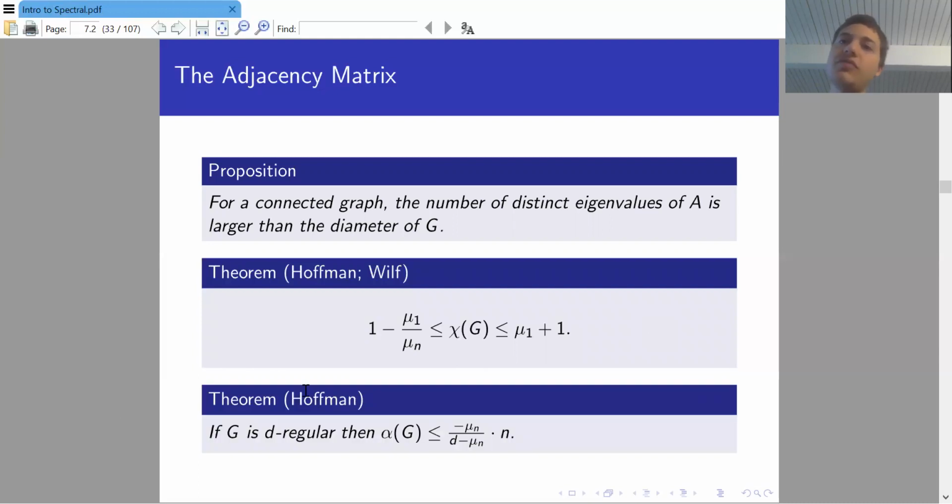Another result due to Hoffman is that if you use a D-regular graph, then you can upper bound the independence number of a graph G by some scalar times n. So you can do a bit better than, say, it's at most n, which is the trivial bound. You can do it in terms of the spectrum. So this only works if G is D-regular. And we'll return to this near the end of the talk if there's time.